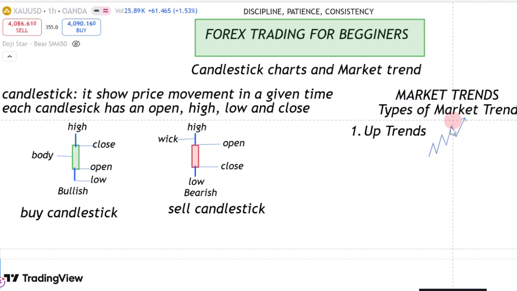So this is what you use to identify that the market is in an uptrend, where the market keeps breaking highs. The market is making higher highs, higher lows, higher highs, higher lows. This is to know the direction of the market.